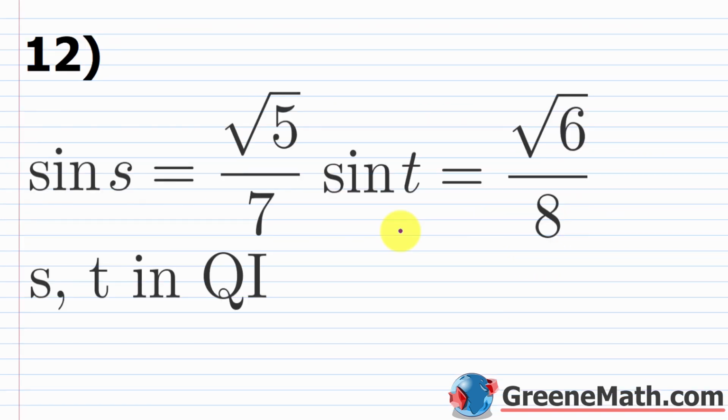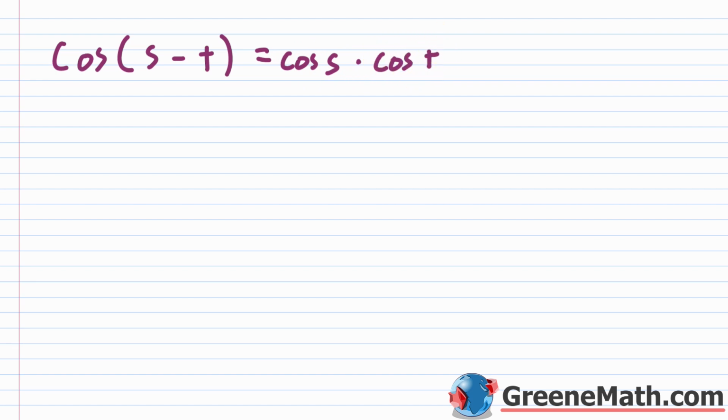All right, let's take a look at problem 12 now. So we have the sine of s is equal to the square root of 5 over 7, and the sine of t is equal to the square root of 6 over 8. So s and t are in quadrant 1 now, so we know everything is positive. So coming down here again, we want the cosine of s minus t. So this is, again, the cosine of s times the cosine of t. And let me put the plus sign here and circle it so nobody's confused. This is a t and this is a plus sign. So now we would have the sine of s times the sine of t.